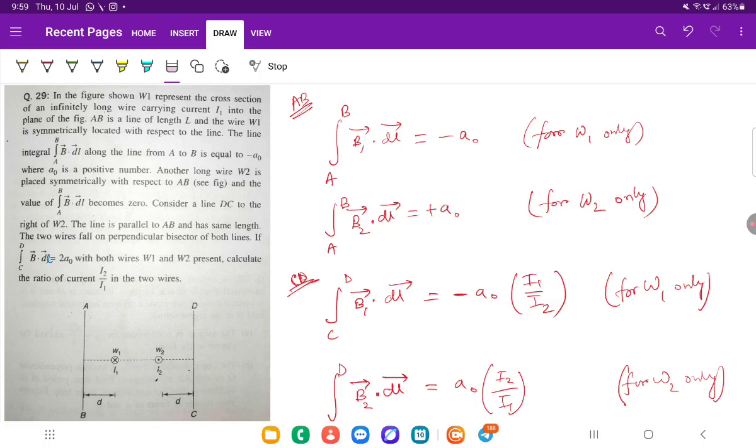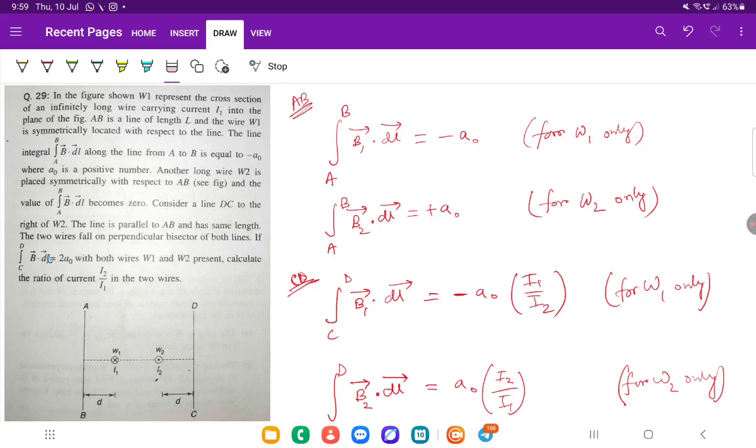Again, if you have not understood anything till now, not to worry, we'll discuss the solution in great detail, and I hope you'll understand at the end of the solution. So let me read out the problem once quickly.